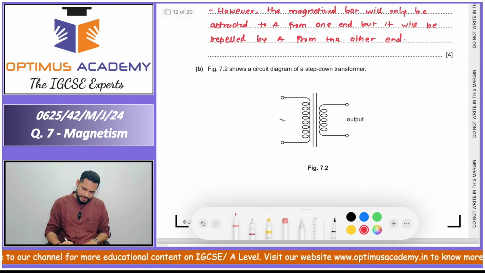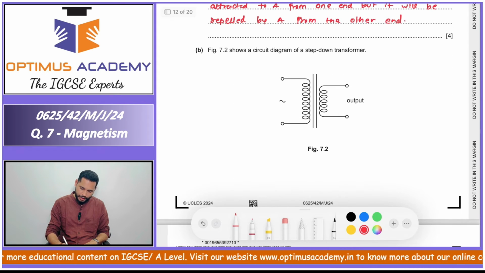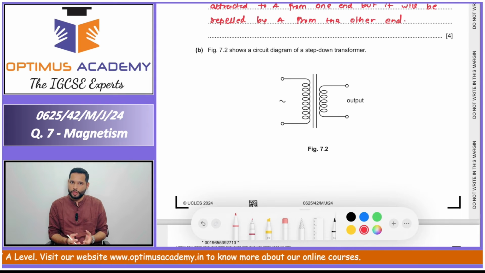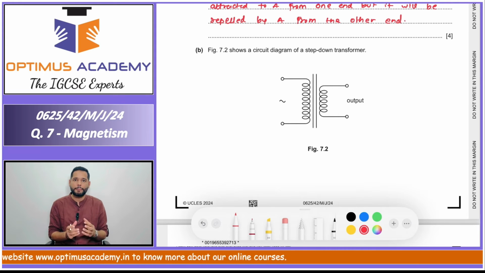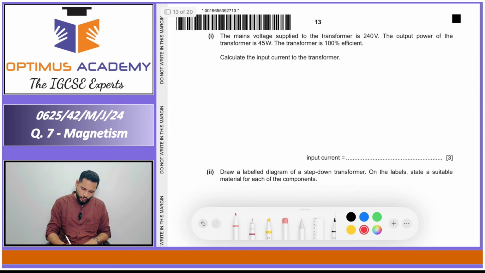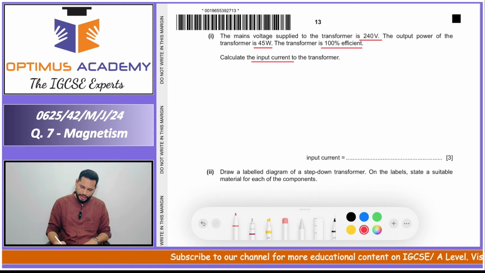Question B, figure 7.2 shows a circuit diagram of a step-down transformer. Now, what is the property of a step-down transformer? In a step-down transformer, primary coils are greater in number and the secondary coils are less in number. Here, they are asking: the mains voltage supplied to the transformer is 240 volt. The output power of the transformer is 45 watt. The transformer is 100% efficient. Calculate the input current to the transformer.